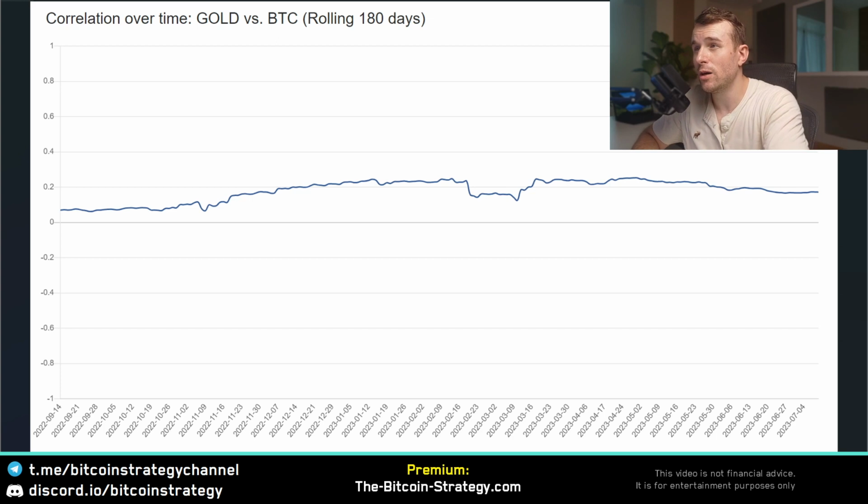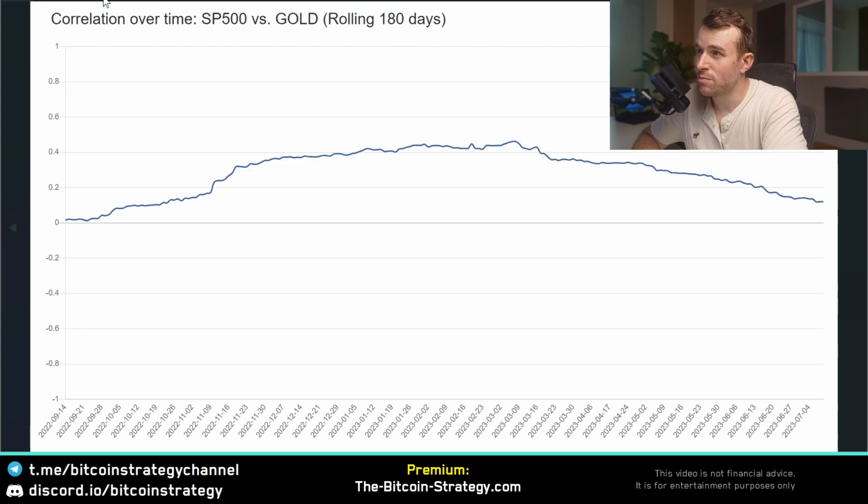Now, how stable are those correlation coefficients over time? Let's have a look. A rolling 180-day correlation coefficient of gold versus Bitcoin. A very slight correlation, but it tends to be pretty stable around 0.1 and 0.2 roughly. We don't see negative correlation, but we also don't see correlation close to 1.